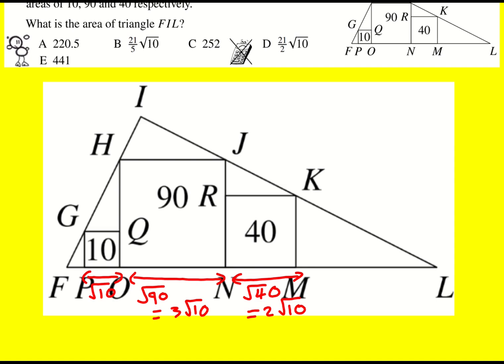And knowing that, I'm not going to write every single length on this. So obviously the height is also 3 root 10 here, and this is 2 root 10. I'm going to focus on this triangle here. Because the height of this square is 3 root 10, I'm then going to minus the height of this square, root 10. The height of this triangle is going to be 2 root 10. And the base is going to be root 10. So I'm going to add that on.